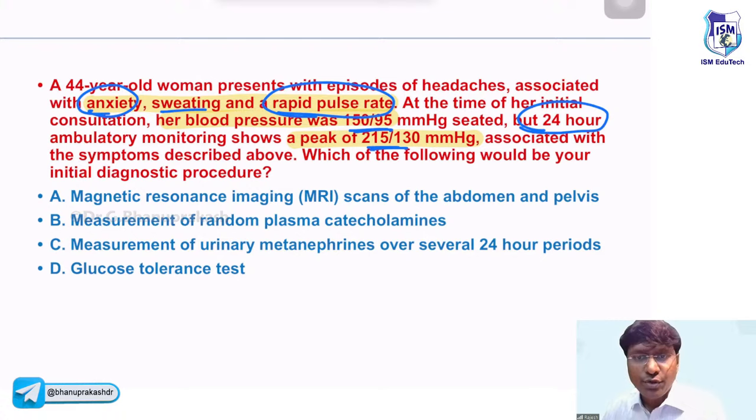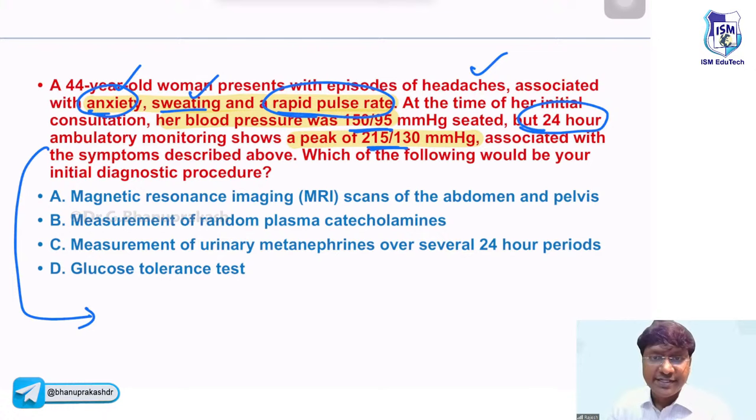What all is the patient having? That is headache, anxiety, as well as sweating and rapid pulse rate. So can anyone tell me, what is the suspicious diagnosis? What is the diagnosis that you can suspect in these patients? Very good, Anand. So this is very much suggestive of pheochromocytoma.